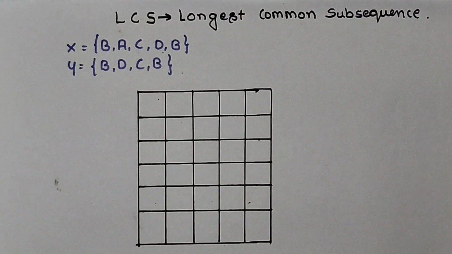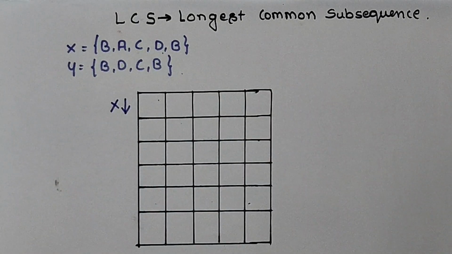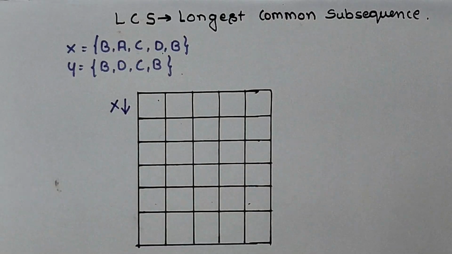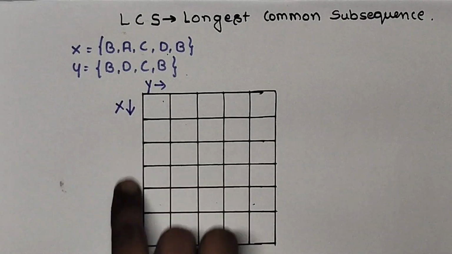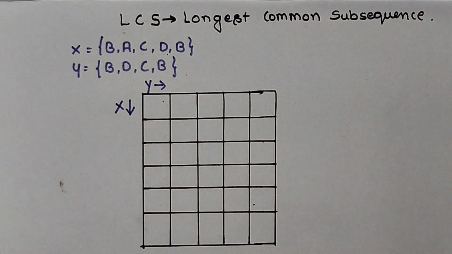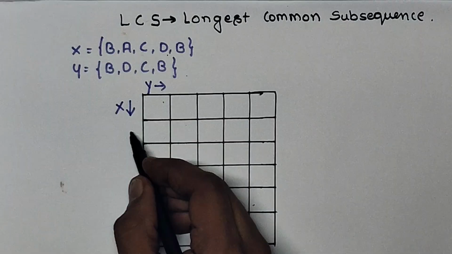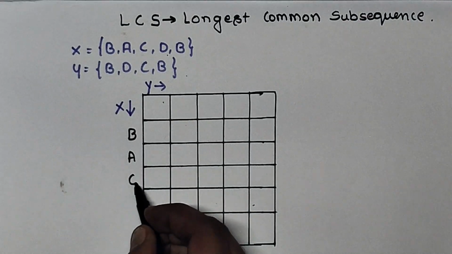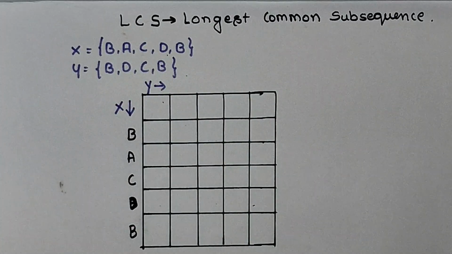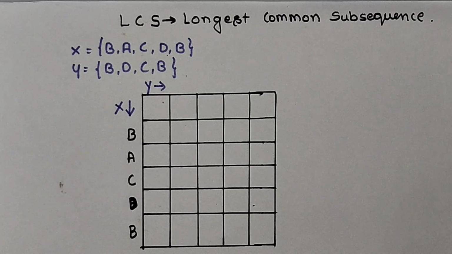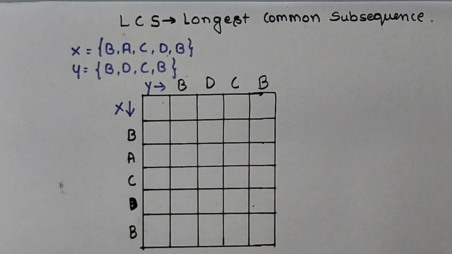So whichever tuple has more elements, I will take them column-wise, and whichever tuple has fewer elements, I will take them row-wise. Now x is column-wise, y is row-wise. First leave the first box and just copy from the next boxes. So here B, A, C, B, D and B. Whichever elements are there, just copy them in that sequence itself. Next for y: B, D, C, B. So this much is over.